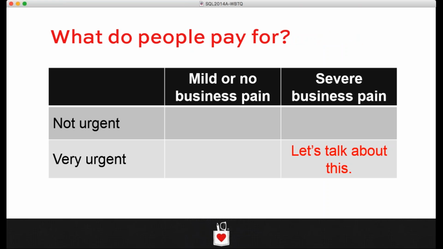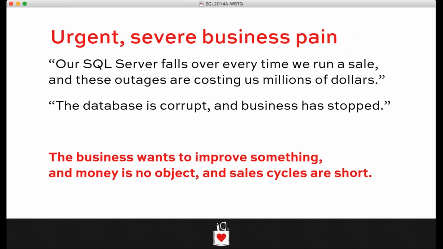So let's talk about the last box. Severe business pain and very, very urgent. For example, that sports team whose website would fall over every time they won a game, because everyone wants to wear the winning team's jersey. So their jersey sales would go through the roof and their website would immediately fall over.